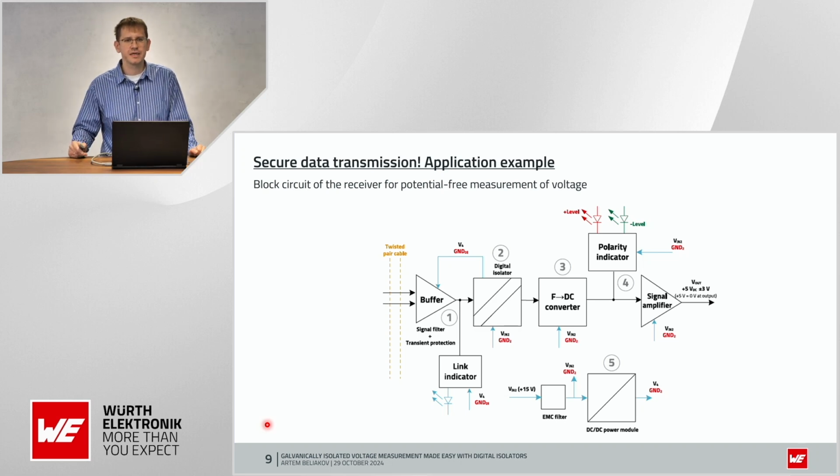The receiver board consists of 5 functional blocks. You can see a buffer again, then a digital isolator and a frequency to voltage converter that generates an output voltage from a digital input signal. The output voltage level depends on the frequency of the input signal. Then you can see a polarity indicator and signal amplifier. The polarity indicator shows the polarity of the input voltage. And again, section number 5 is the isolated DC-DC converter for the power supply of the receiver board.